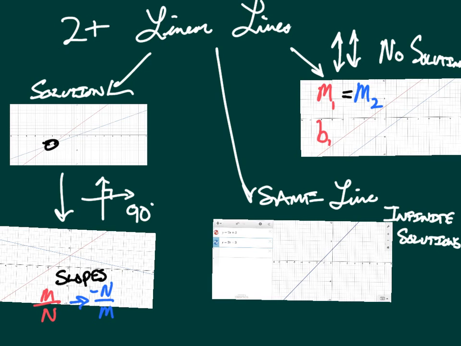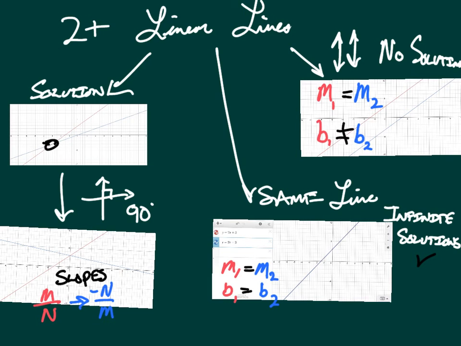b1 does not equal b2. So the y-intercept on the red line doesn't equal the y-intercept on the blue line. If both were the same, it would be here. And so going back to the same line, m1 is equal to m2, and b1 is equal to b2. And so if both of those things are true, then you have the same line and infinite solutions.